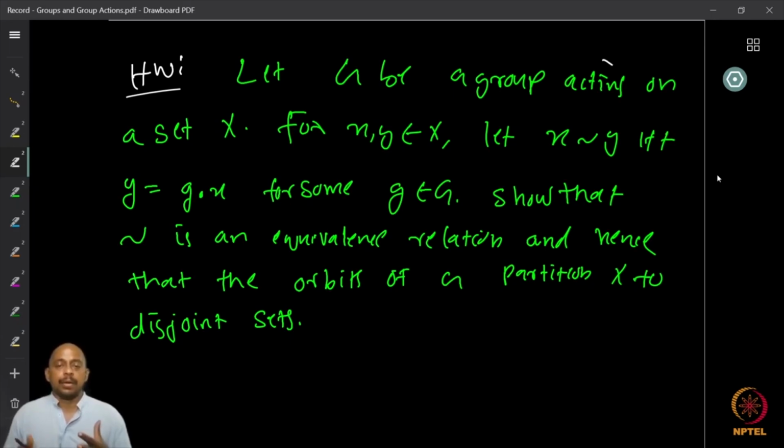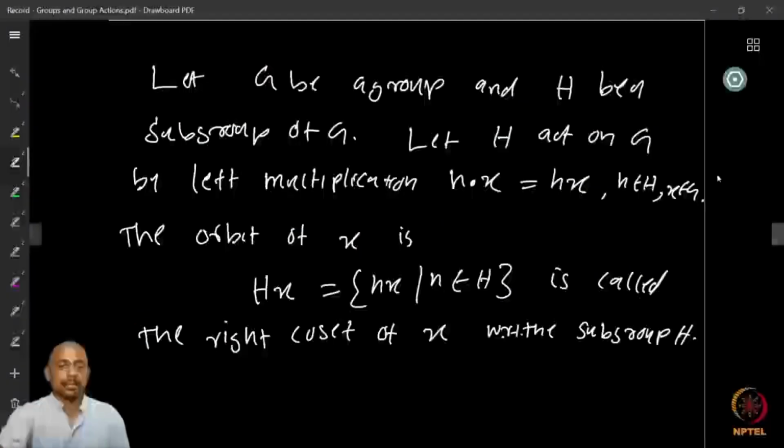So therefore, one can show that the orbits are basically the equivalence classes under this equivalence relation that we have defined, and hence they partition the set X into disjoint sets. And this property is very important. We will use it quite often in the next few lectures.